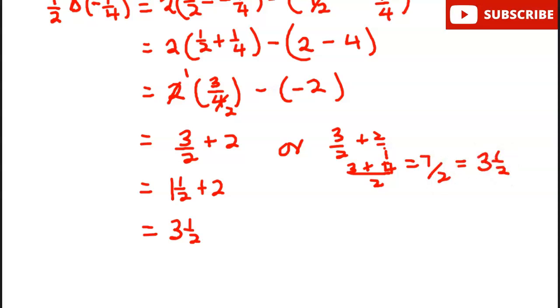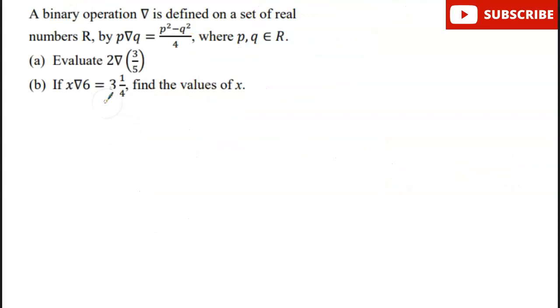So let's take the last question on definition. Now this is WASSCE 2022 question. A binary operation delta is defined on a set of real numbers R by P operation Q is P squared minus Q squared over 4, where P and Q are all real numbers. So P operation Q is P squared minus Q squared on 4.